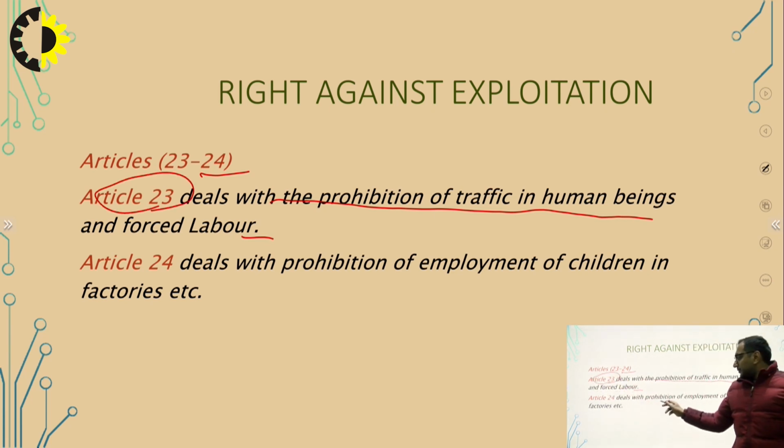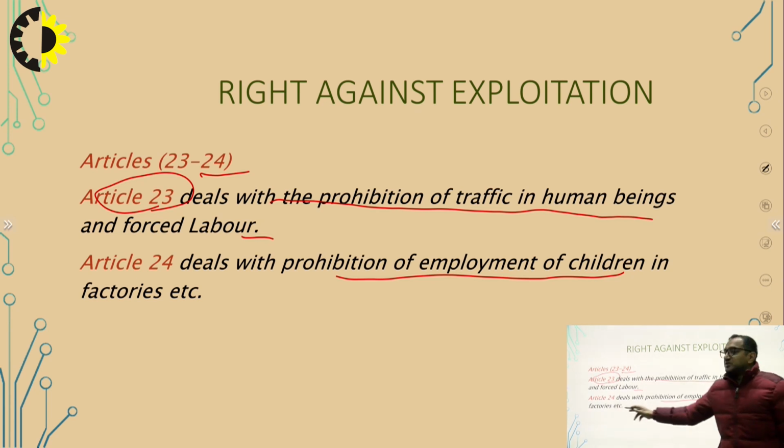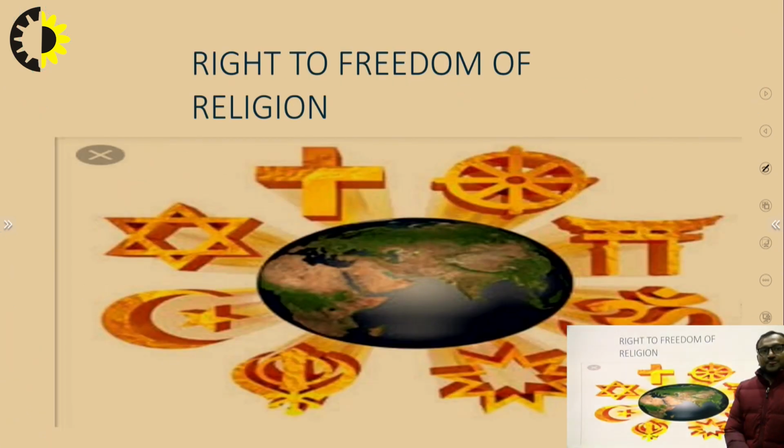Article 24 deals with the prohibition of employment of children in factories, etc. So no children below the age of 14 can work in the factory. Now, next is right to freedom of religion. As we know that India is a diverse country in which there are different religions with majority of Hindu, then Muslims, then Christianity, Buddhism, Jainism, Sikhism. So every person in our country has right to choose any religion they want. So this has been given right in the constitution.